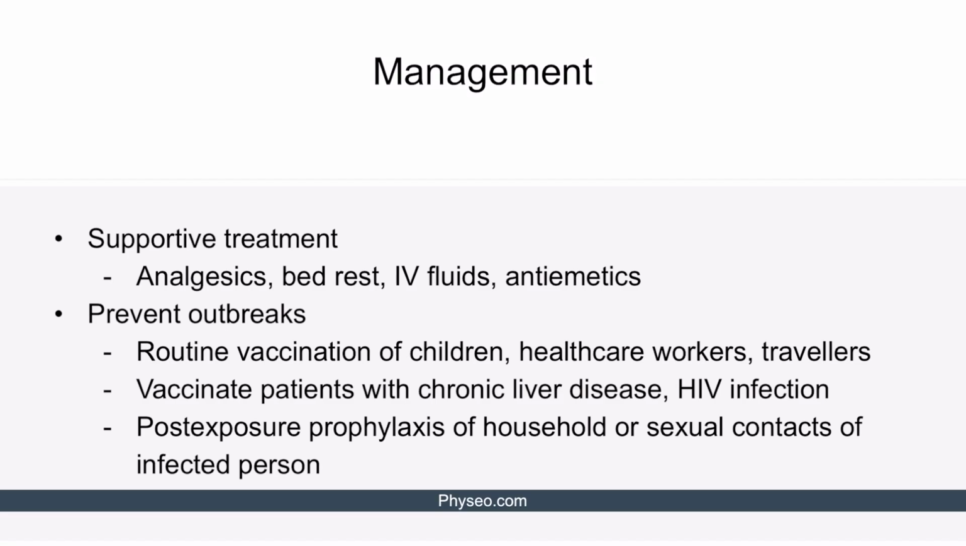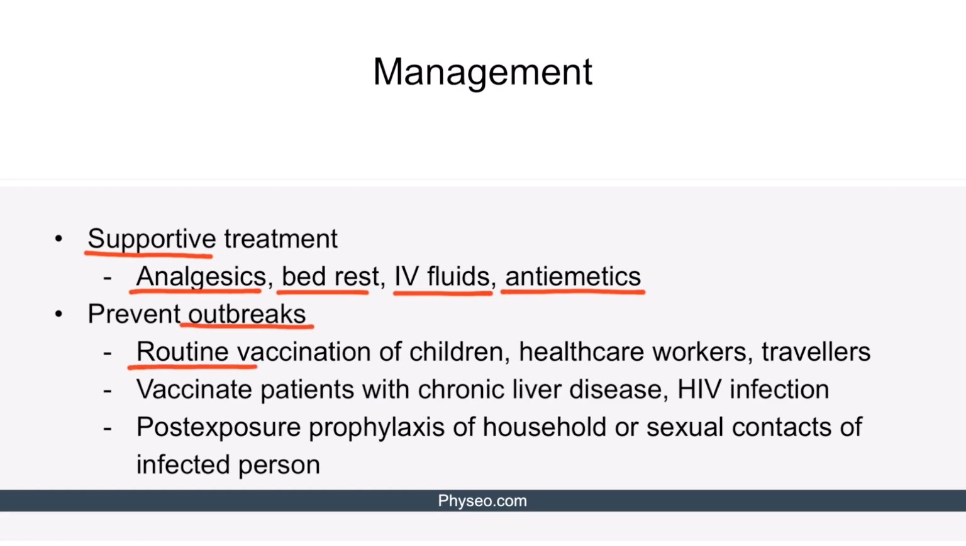Management of acute hepatitis A is supportive, as this infection is mostly self-limited and resolves on its own. This generally includes analgesics for pain relief, bed rest, IV fluids, and antiemetics for patients with nausea and vomiting. To prevent outbreaks, several measures are now recommended.